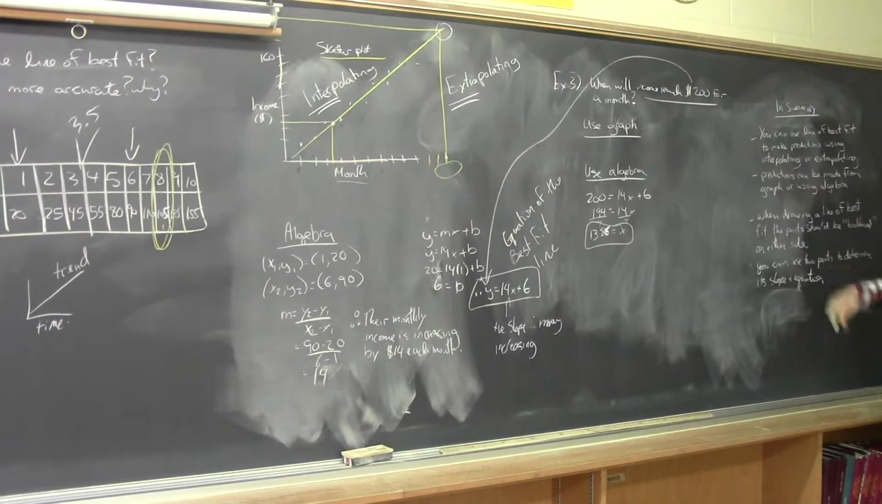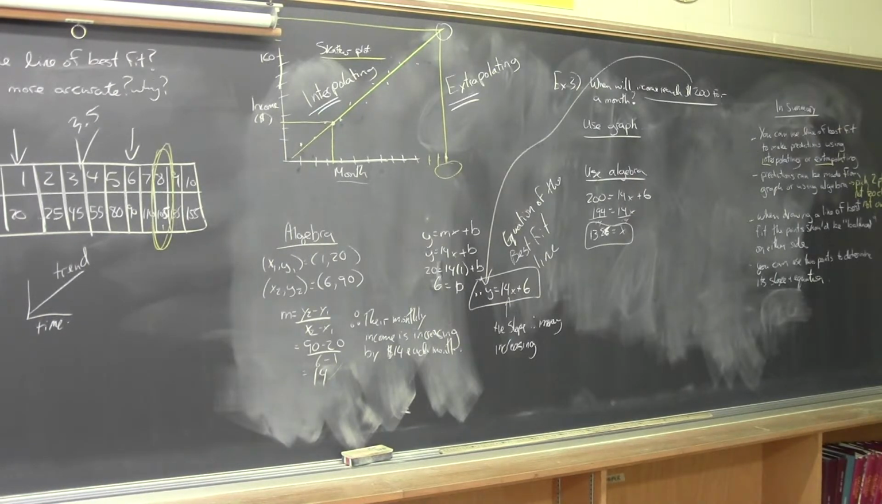All right, so finally in summary, you can use line of best fit to make predictions using interpolating and extrapolating. Again, inter is between, extra is beyond. Predictions can be made from a graph or using algebra. So pick 2 points, not too close together, and not outliers.